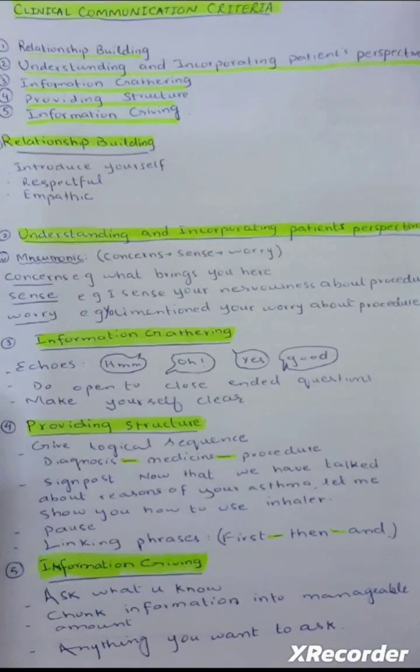First part, clinical communication criteria. It consists of 4 components: relationship building, understanding and incorporating the patient's perspective, information gathering, providing structure, information giving. Coming to the first part, relationship building.